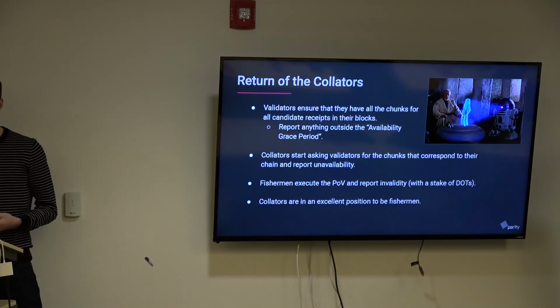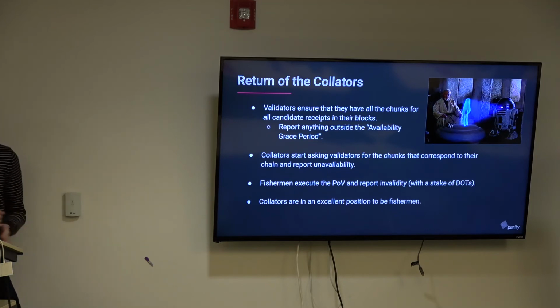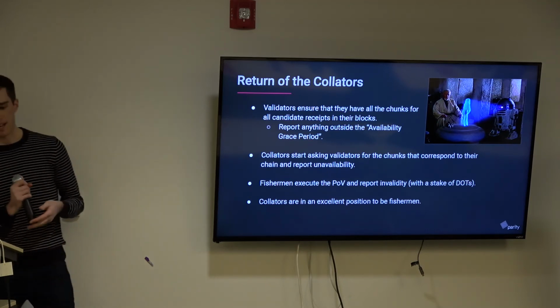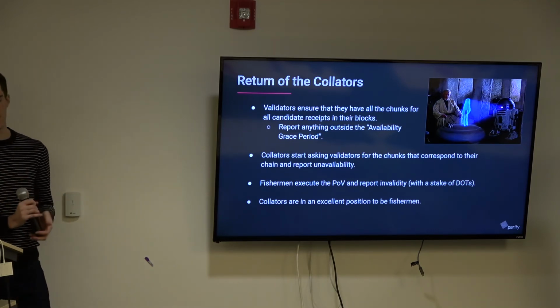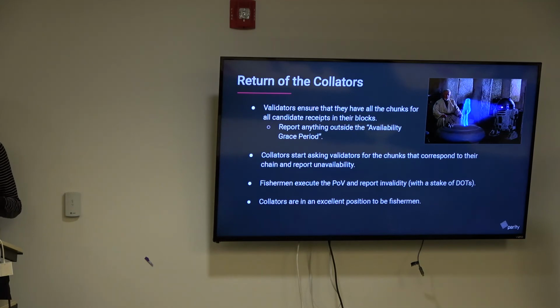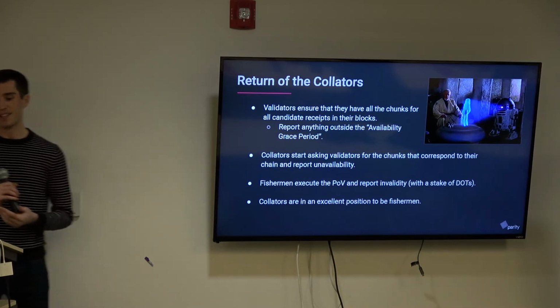And then similarly, we don't want to just make sure the block is available. We want to make sure that these 10 validators didn't collude and report something that's invalid. So fishermen who are on the parachain are going to start executing that block and make sure that's valid. If it's not valid, they're going to report that. And at this point, like, what's the next slide? Yeah. We'll get there in a second, what happens if it's invalid.